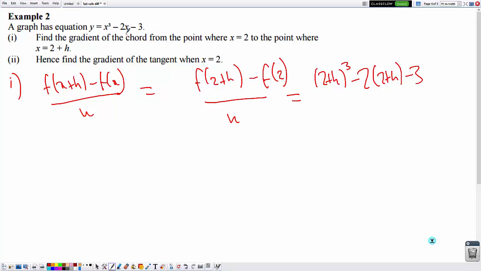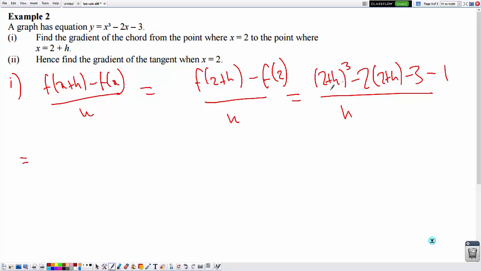And then I have to plug in 2 into here. Well, let's just work that out. So then I've got the minus, which is that minus, then plug in 2 here, that's 8 minus 4 minus 3. 8 minus 4 is 4, 4 minus 3 is 1. Okay, and it's still all over h. So let's just check that. It's 8 minus 4, which is 4, minus 3 is 1. Okay, so now we just need to multiply this out.